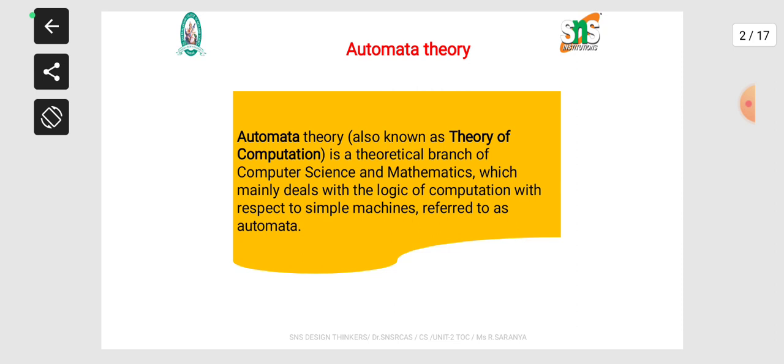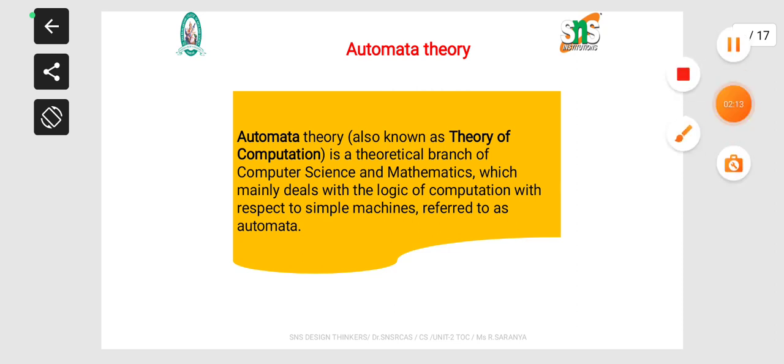In that, normally we have four different machines in order to solve some technical problems. One is finite automata, and another one is linear bounded automata, pushdown automata, and then Turing machines. So these four machines are helpful for solving some technical problems. Among these four, Turing machine is very powerful compared to all other automata. In order to solve some complicated problem, we can focus on Turing machines.